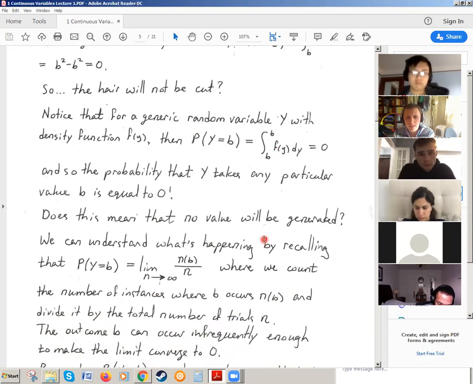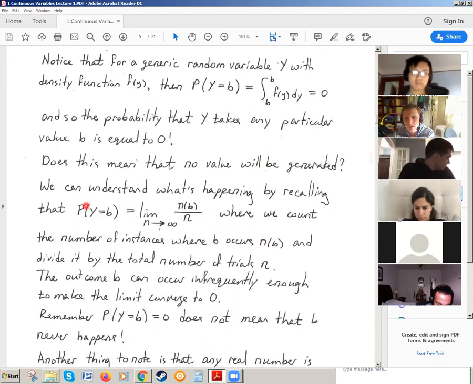Okay, so again, I mentioned that the probability that y equals b is just the limit as n goes to infinity, where I basically cut more and more hairs, and I consider how many times I get exactly b. So it will be the number of times in my trials that I get exactly b, divided by n. This number will surely go to 0. So it could even be that the particular outcome happens many times, even infinitely many times, but the frequency will be very low, and in the limit it will go to 0, right?